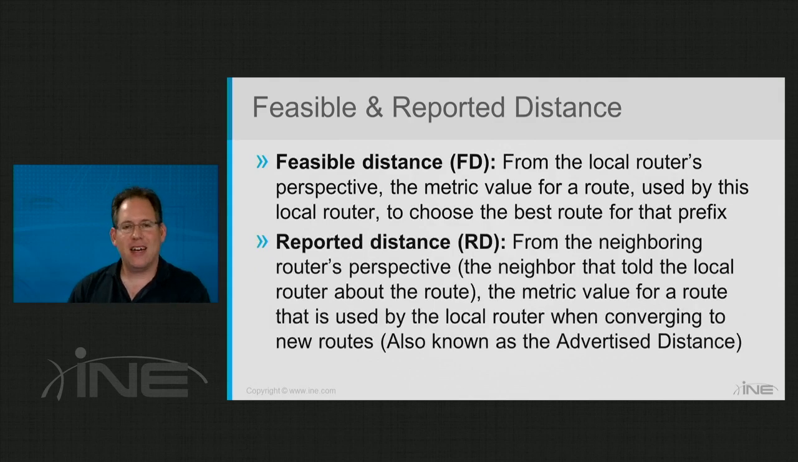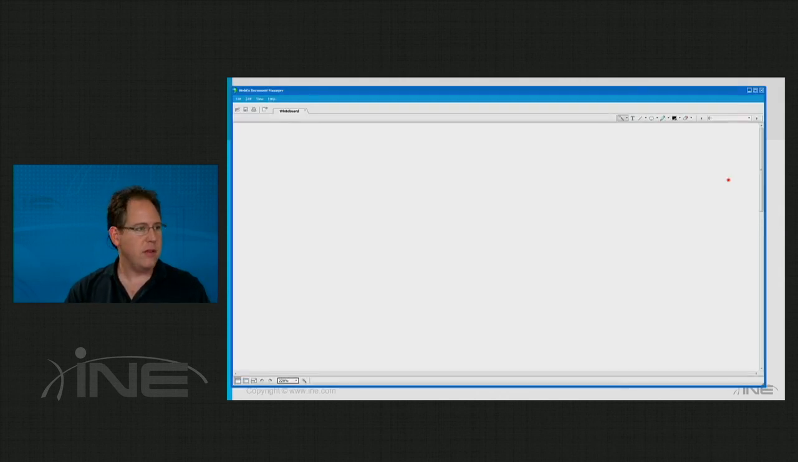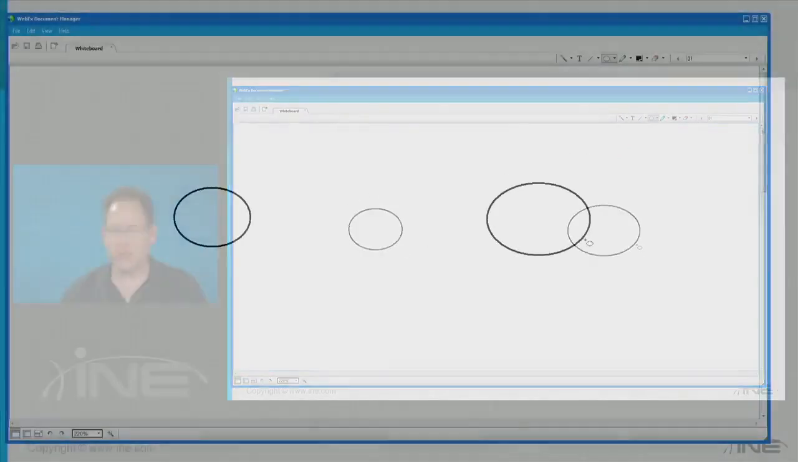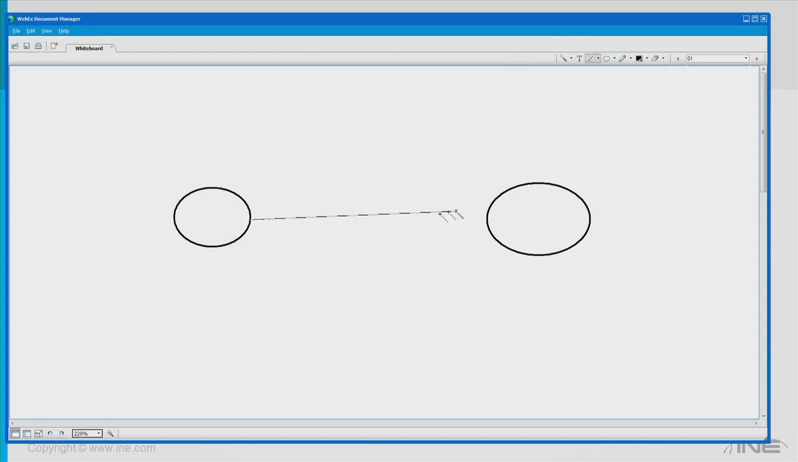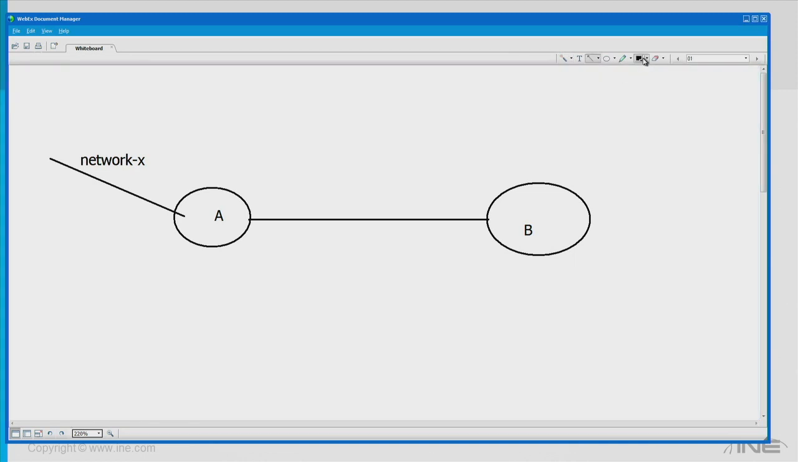So this slide here has a lot of verbiage on it. So let me go ahead and whiteboard it for you instead. So I've got two routers in this case, and they're directly connected, and there's some link over here. We'll just call this guy on the left router A. Let's call this guy on the right router B, and we'll call this over here network X. And I've instructed router A, doesn't really matter if it's via the redistribute command or the network command, I've instructed him to advertise network X to router B.